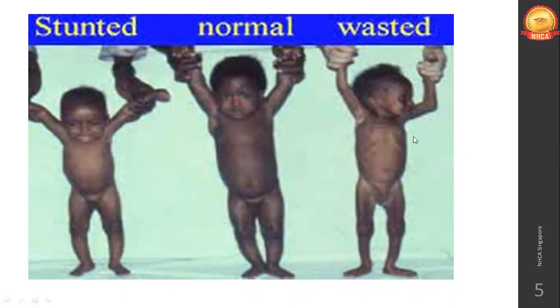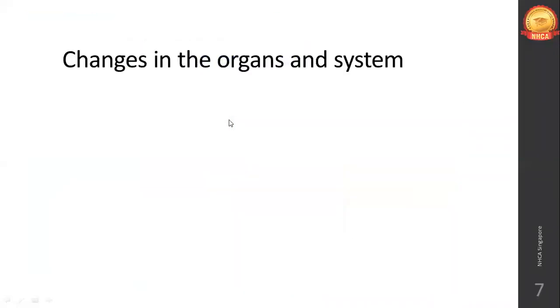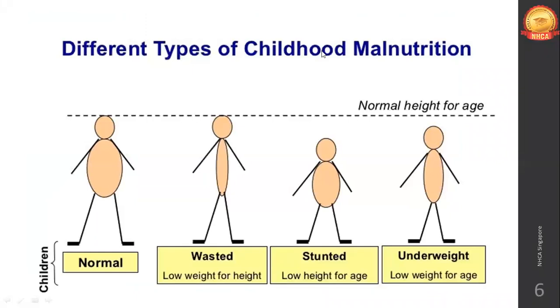Height is not impacted much when the child is suffering from muscle wasting. So this is the difference between stunted and wasted child. So, different types of childhood malnutrition. Yeah, less hair was also there. Normal child, you can see the height. Wasted child, height will not have much impact, but the child is very skeletal, very thin.